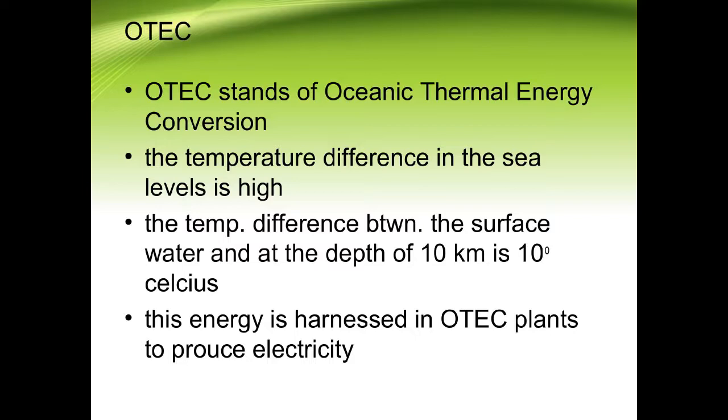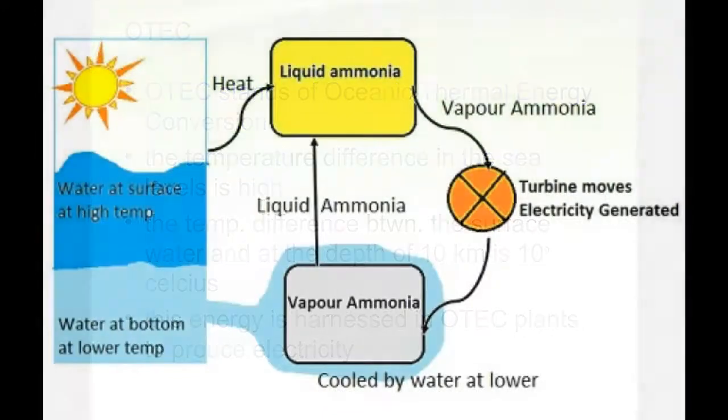Now, how does it take place? Let us understand through a diagram and a video as well, children. As you can see in the diagram, first of all, the water at the surface has a high temperature, say 40 degrees centigrade. It is used to heat the liquid ammonia, and the liquid ammonia vaporizes, and this vapor in turn moves the turbine. Then the cold water at the bottom condenses the ammonia vapor into liquid again. So the liquid ammonia can be used again and again. Now let us watch a video, children.